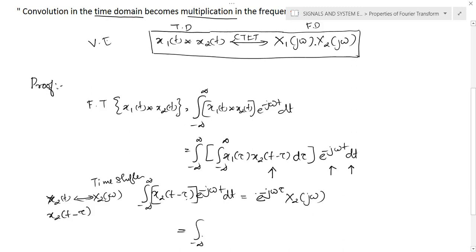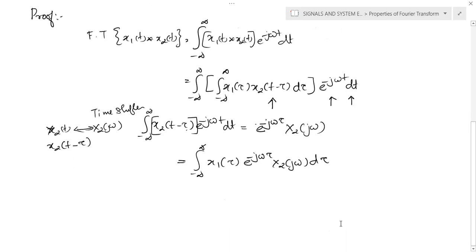So it becomes integral from minus infinity to infinity. We already evaluated one integral, and the remaining term is x1 of τ into e raised to minus jωτ, X2 of jω, dτ. Now the variable is τ, but X2 of jω is a function of the variable ω, so you can consider it as a constant. You can take X2 of jω outside, and the remaining term is the integral from minus infinity to infinity of x1 of τ e raised to minus jωτ dτ.